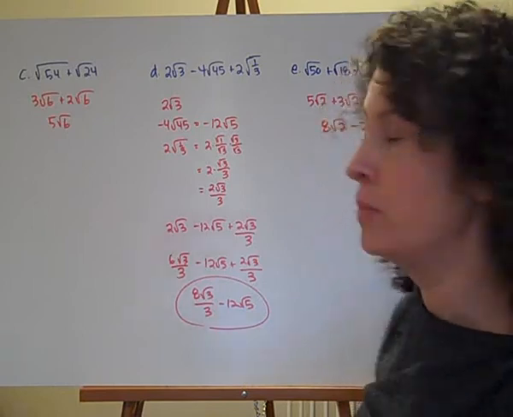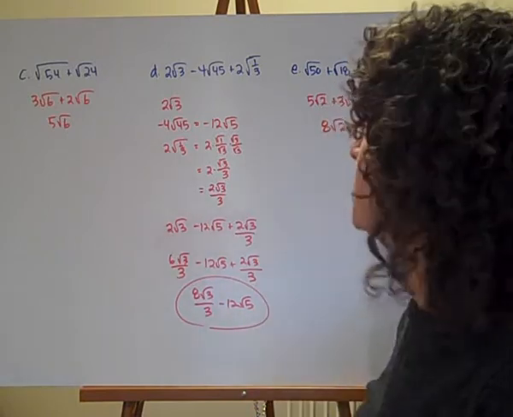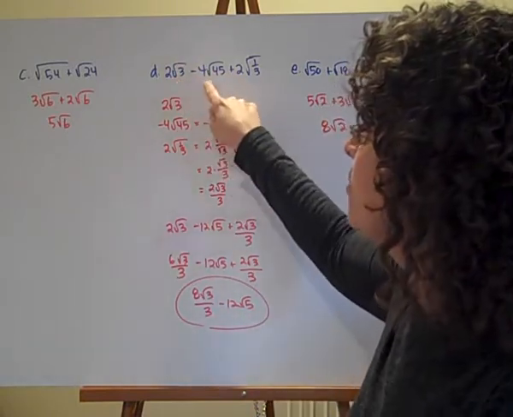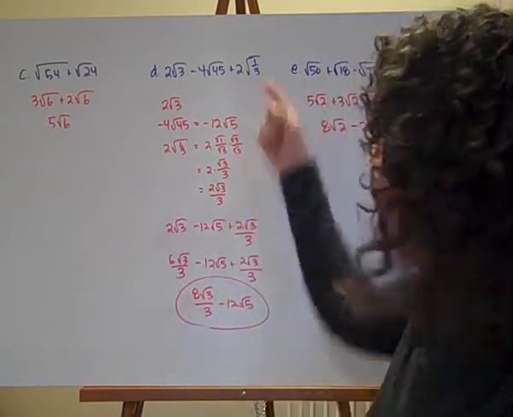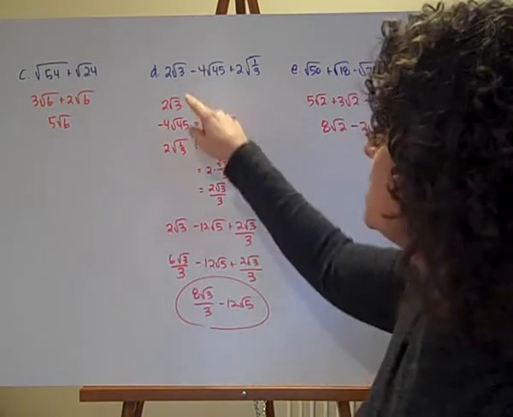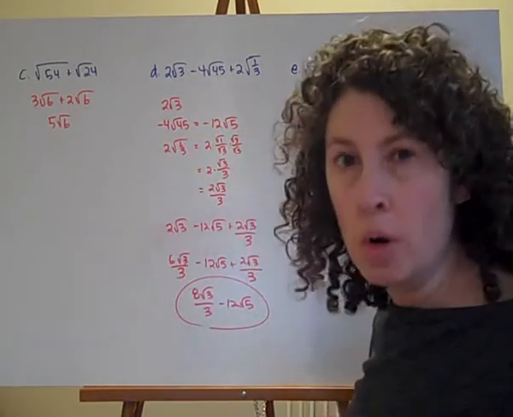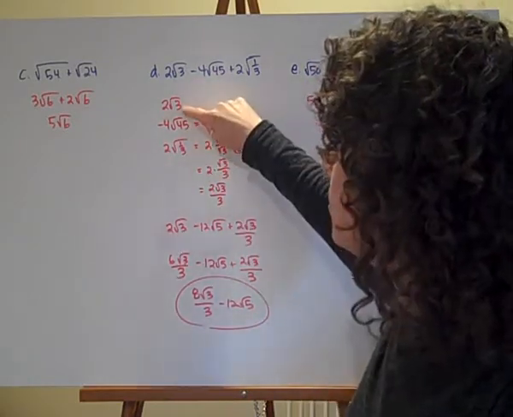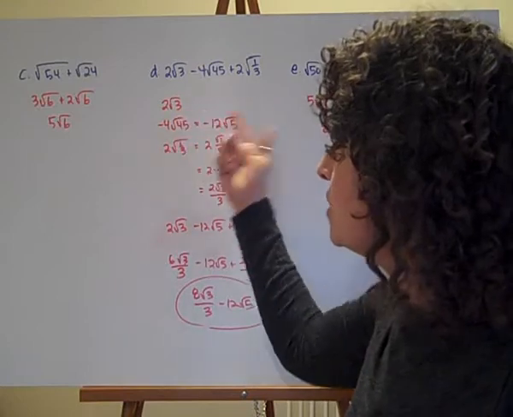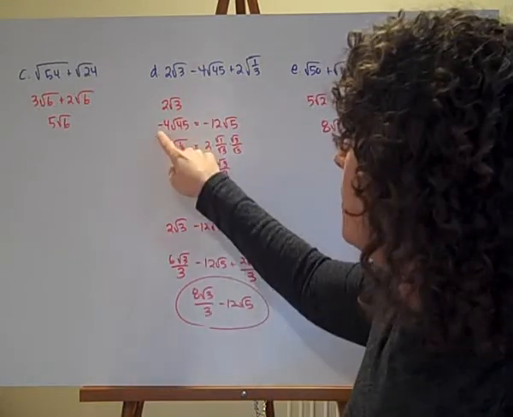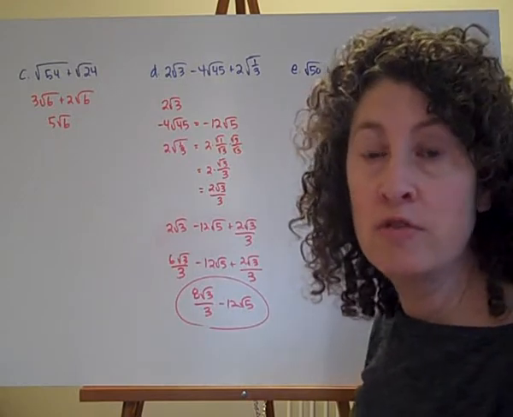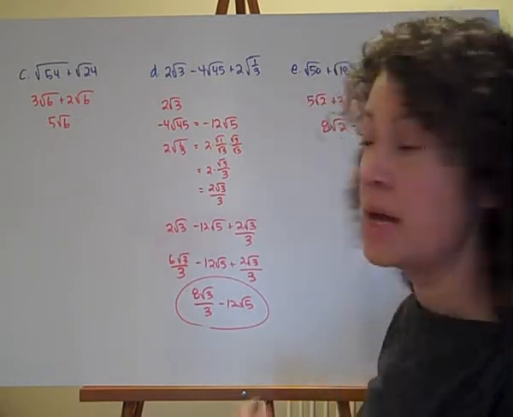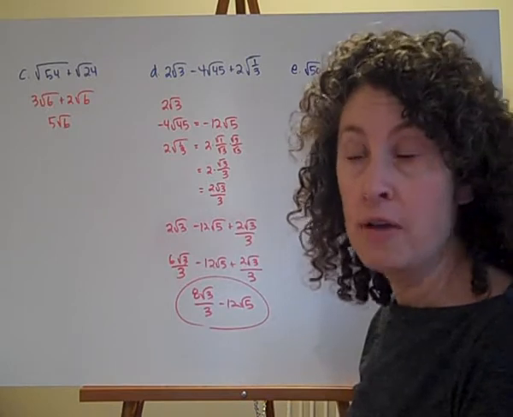All right, this one gets a little messy, so bear with me as we work through it. I have 2 radical 3 minus 4 radical 45 plus 2 radical 1/3. Ew, that one's going to get ugly. So let's deal with this one term at a time. 2 radical 3, no perfect square factors in there, so I'm done with it. Negative 4 radical 45. Radical 45 has a perfect square factor of 9 in there. It's 9 times 5, so that's going to leave me radical 5.